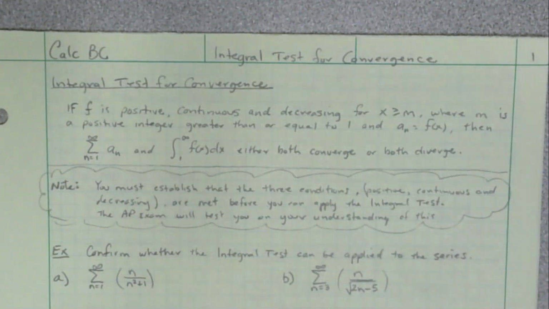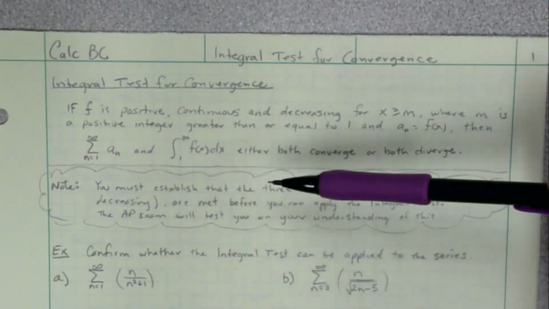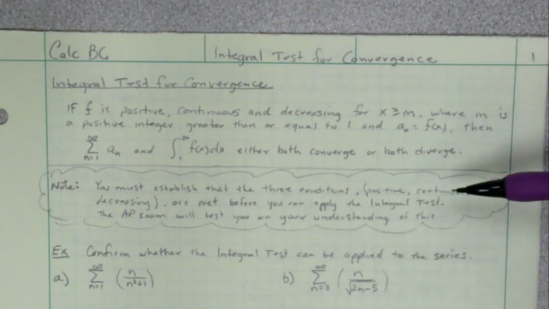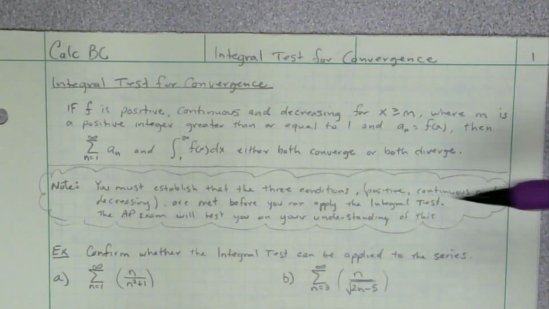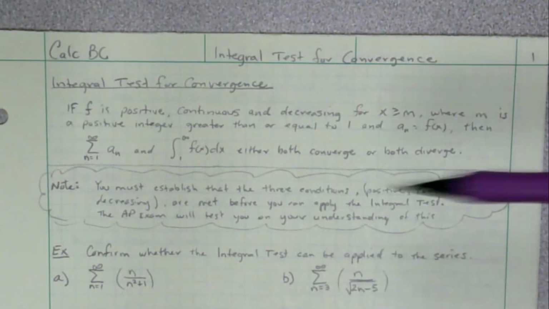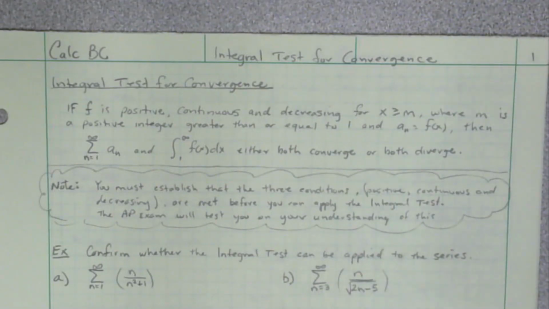So to use this property, you want to first establish that the three conditions, that we have a positive function, a continuous function, and a decreasing function, are met before you can apply the integral test. The AP exam will test you and your understanding of this. So let's look at some examples that I have laid out here and show you how this test can be used.